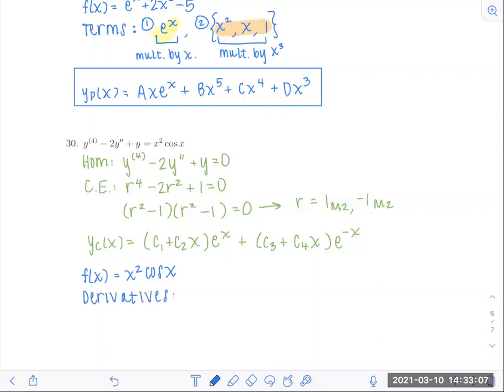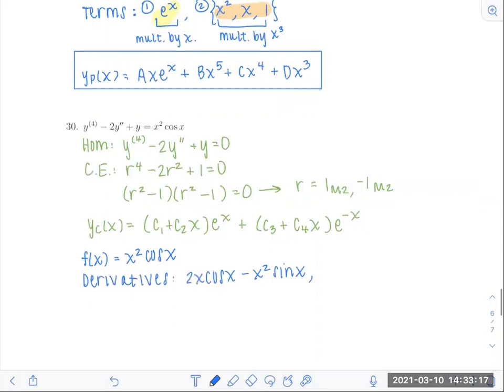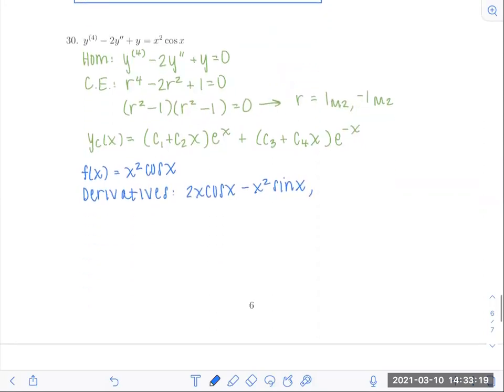All right, so the first derivative is going to be 2x cosine x minus x squared sine x. Now, before we move on, let's just keep a running total of all of our terms. What do we have so far? We started with x squared cosine x. From the first derivative, we're now adding an x cosine x as well as an x squared sine x.